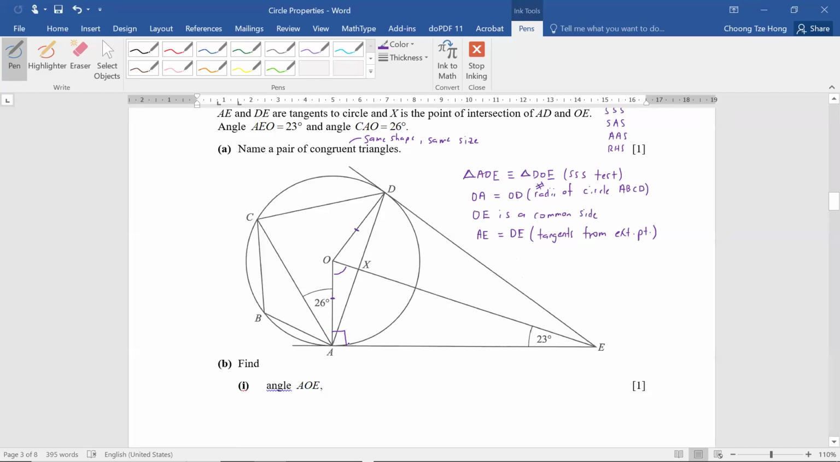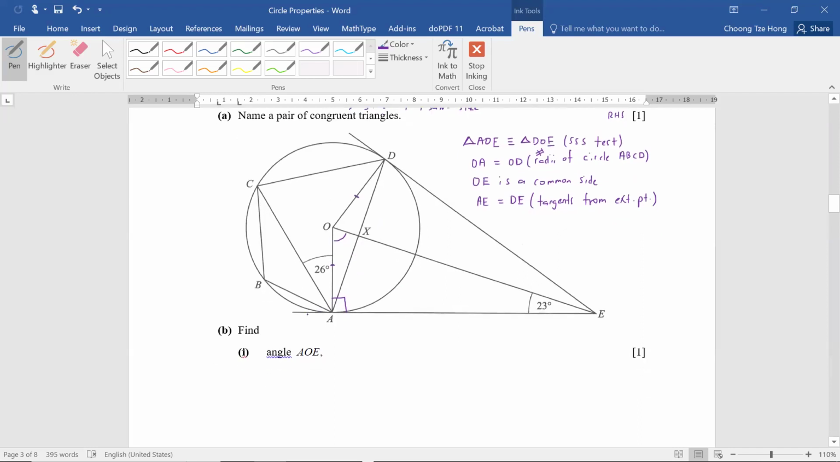Okay, so if we know this angle is 90 degrees, then if we consider triangle AOE, by angle sum of triangle, we will be able to find angle AOE. Right, so that's the path that we're going to take for this question. Okay, so not too difficult. Let's write down the answer.